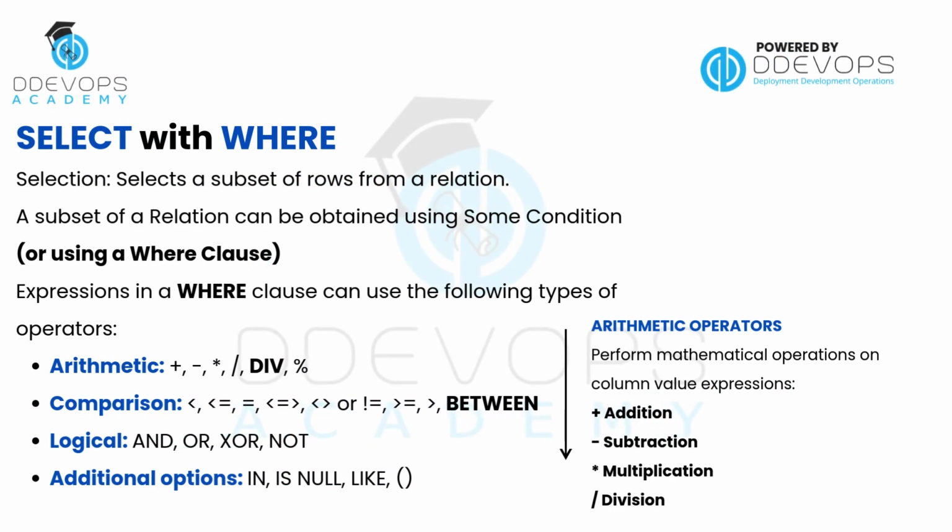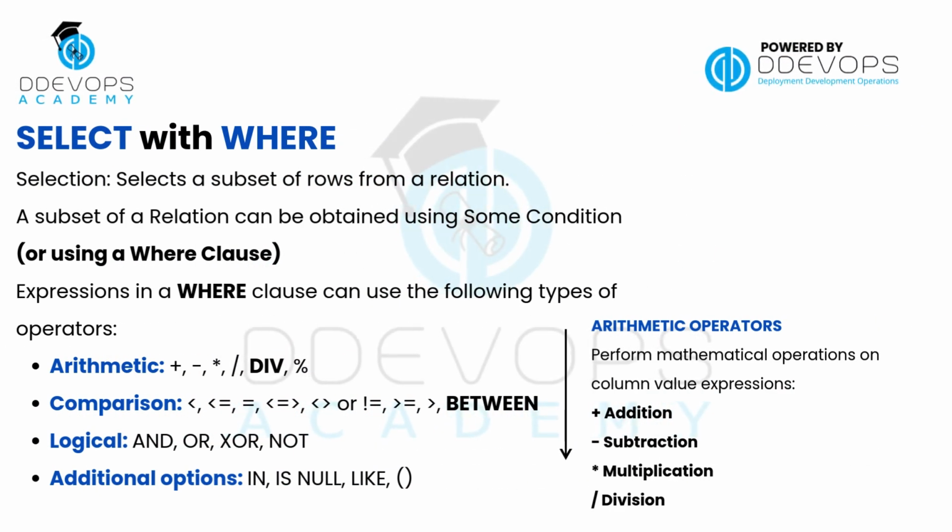Let's dive into the SQL where clause. It helps us filter rows based on specific conditions, so instead of retrieving everything, we get just what we need. You can use arithmetic, comparison, and logical operators to build powerful expressions. For example, filter sailors by age, rating, or even match patterns using like. This is how SQL becomes precise and dynamic.